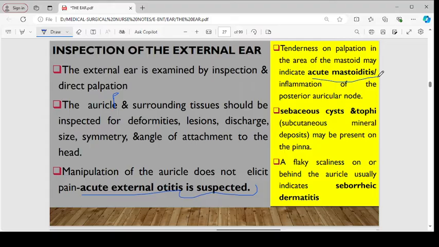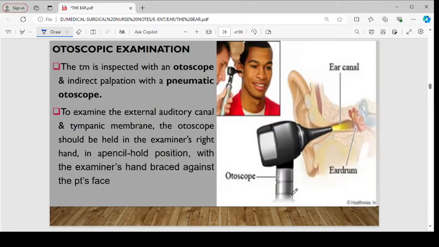We're also going to suspect sebaceous cyst and tophi when we see subcutaneous mineral deposits on the pinna. We also have flaky scaliness on or behind the auricle, and this could indicate that the patient is suffering from seborrheic dermatitis.